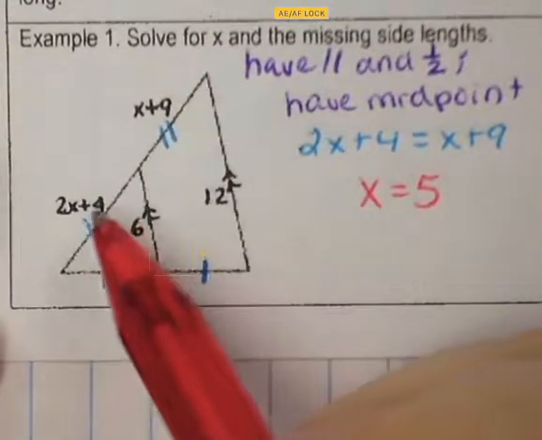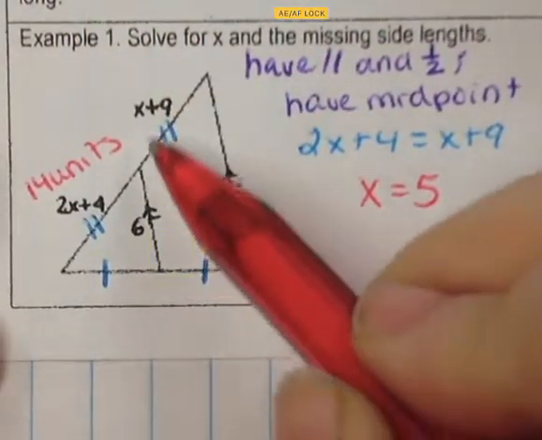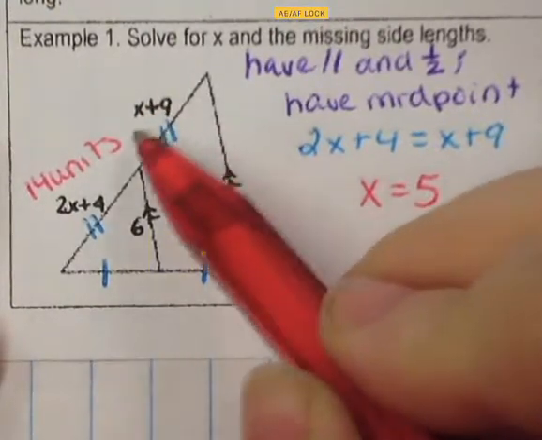Now we find the missing side lengths. So 2 times 5 is 10 plus 4 is 14. So we have 14 units. Then we do 5 plus 9 is 14, which should be right because these are supposed to be congruent. So this is also 14 units.